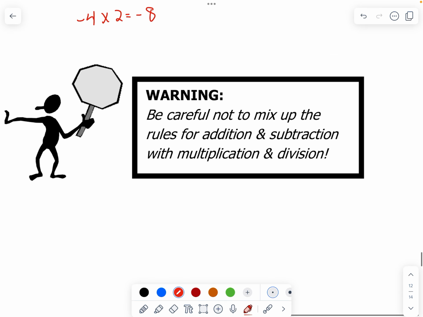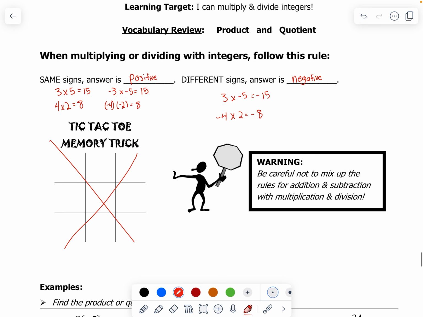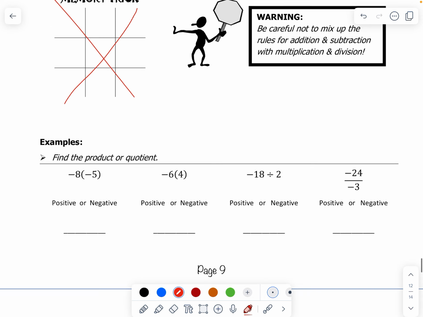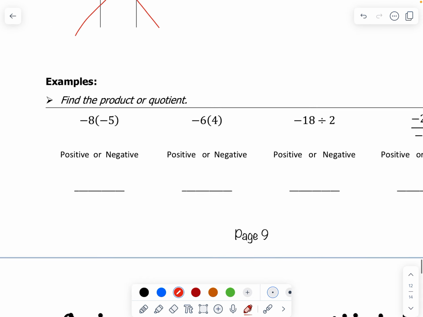Now, do be careful to not mix up the rules for addition and subtraction with multiplication and division. They have two totally different sets of rules. Multiplying and dividing, same signs is positive, different signs is negative. When it comes to adding or subtracting, you just look to see if they have the same signs or different signs. If they have the same signs, you add the two numbers, and if they have different signs, you would subtract them. So do not mix up those rules.